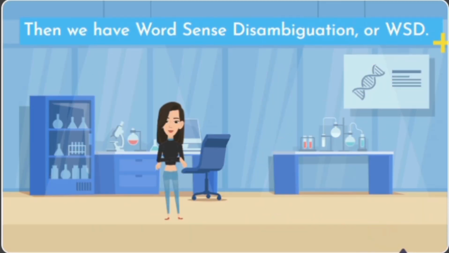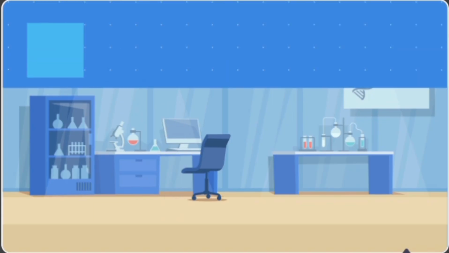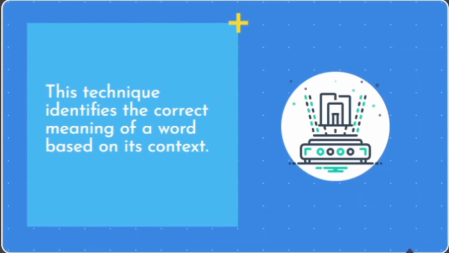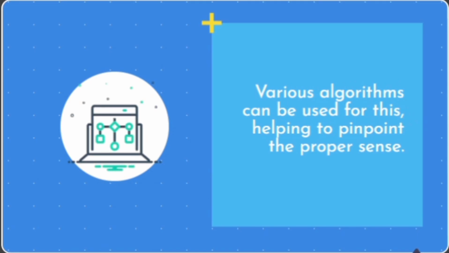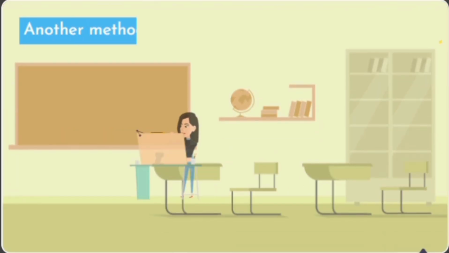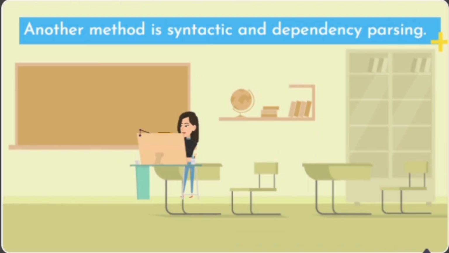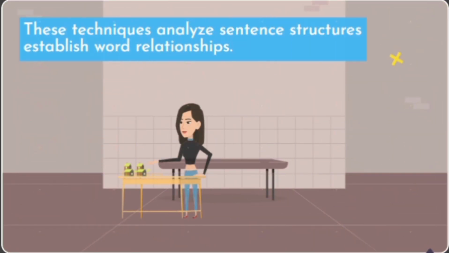Then we have word sense disambiguation, or WSD. This technique identifies the correct meaning of a word based on its context. Various algorithms can be used for this, helping to pinpoint the proper sense. Another method is syntactic and dependency parsing. These techniques analyze sentence structures to establish word relationships.